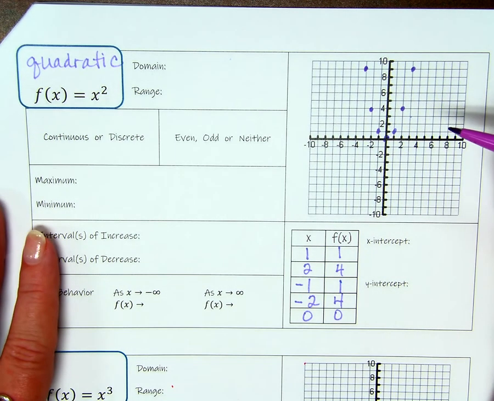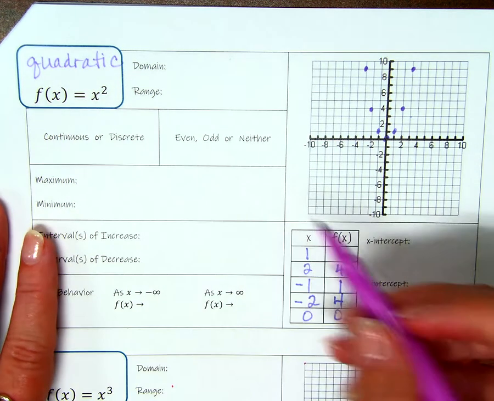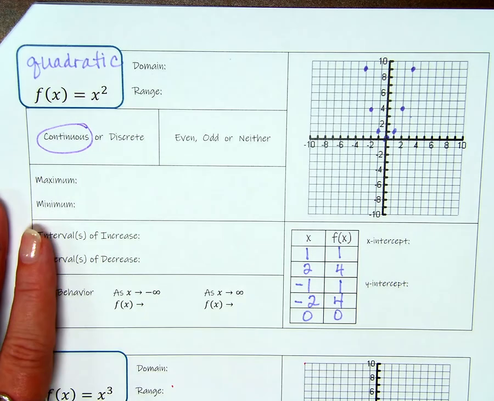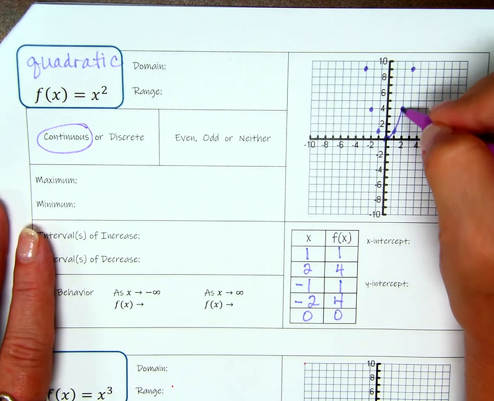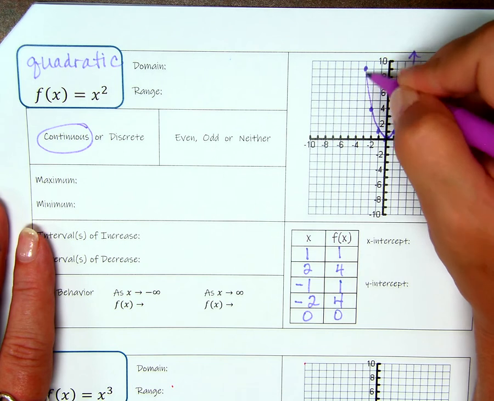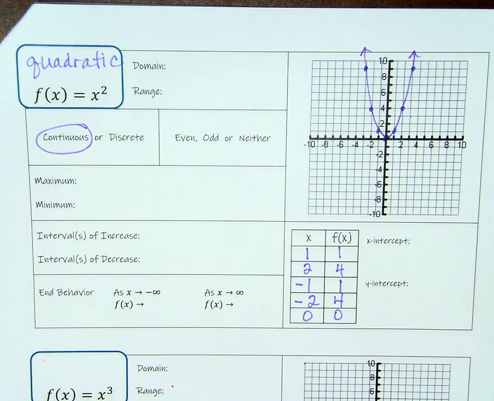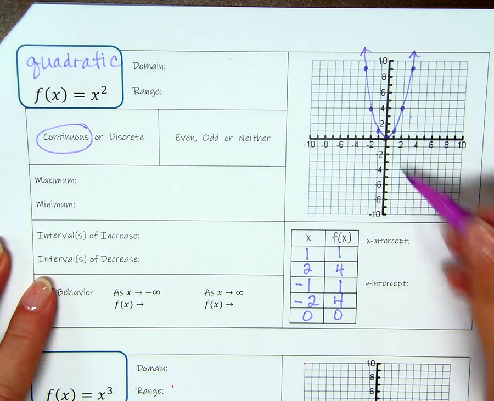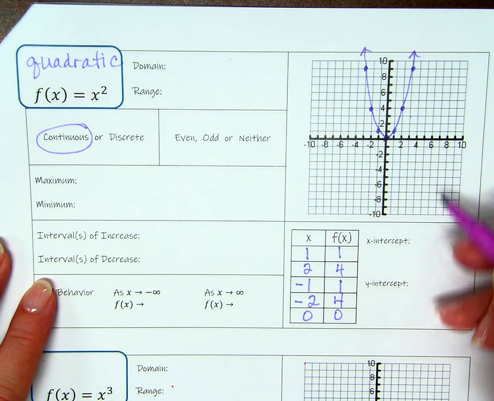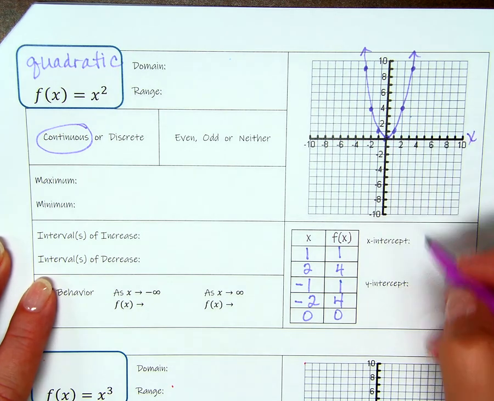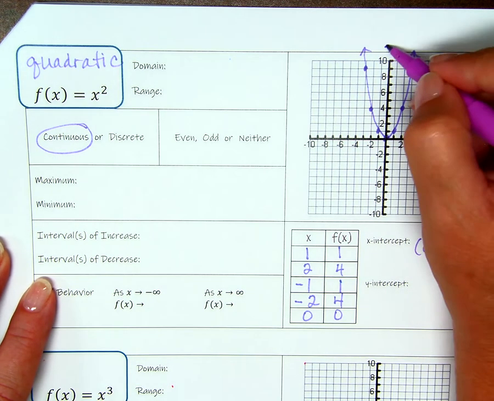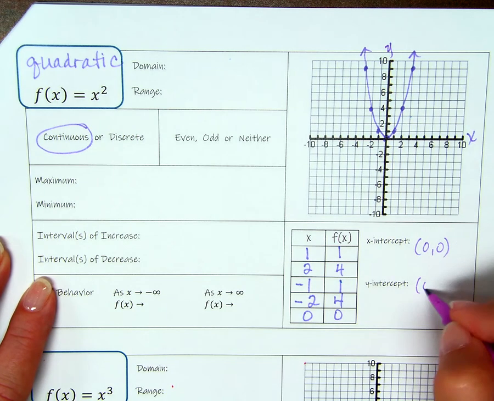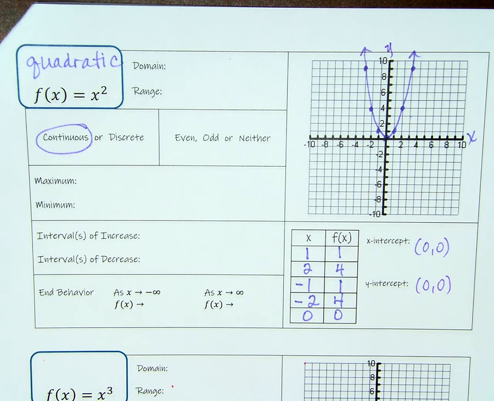Can I connect them? How do you know? We're given an equation. We got our table from our equation. So I also know it is continuous, right? And I know they can be connected. What's the x-intercept? Where is it crossing the x-axis? 0, 0. Where is it crossing the y-axis? 0, 0. Okay.